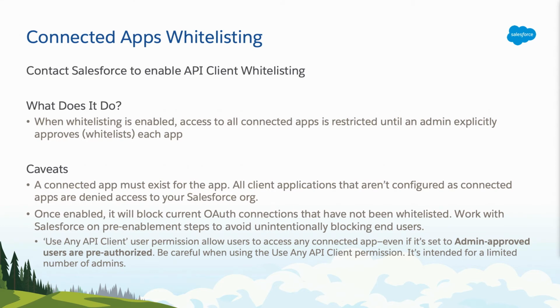One thing we do want to call out is that because this feature is quite restrictive, we do have a user permission that you can use in the case of an emergency, if you make a mistake and you need to open that access back up. That is called the Use Any API Client User Permission. We do not recommend this as a building block in your solution. This is an emergency case only, because it grants a lot of access to your org, maybe even more than you originally intended. For example, if you give a user this permission, they would be allowed to use a connected app even if they weren't authorized to use it. So you really want to be careful with how you use this.